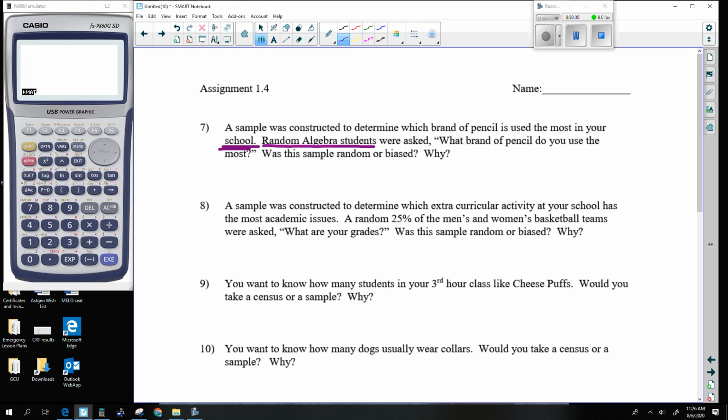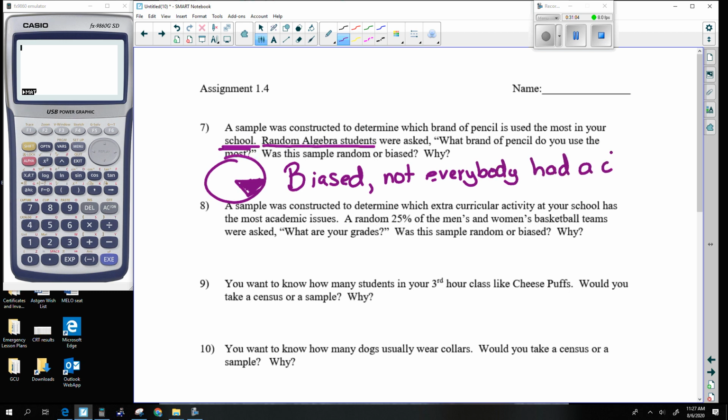No. Random algebra students is not the school. Here's the school. Here's algebra. There are a lot of people in the school that are not in algebra. So this is not a random sampling. This is a bias. Why? Not everybody had a chance to be asked. Okay, not everybody had a chance to be surveyed. That's why.